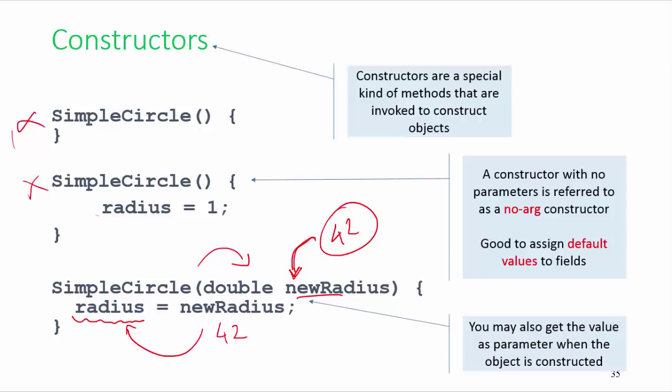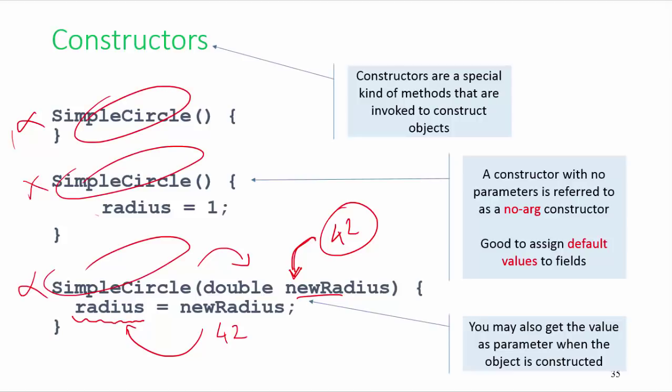But the three of them, their name is always SimpleCircle, okay? No choice in the matter. And it has to be exactly the same name, down to the uppercase S and the uppercase C.